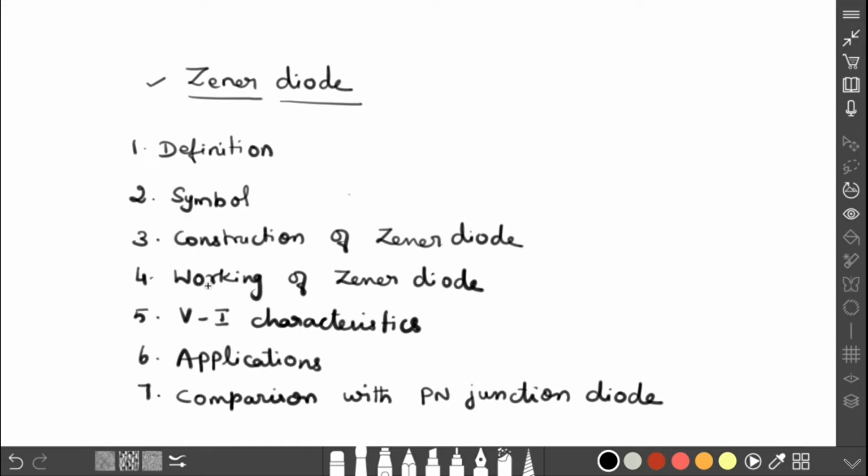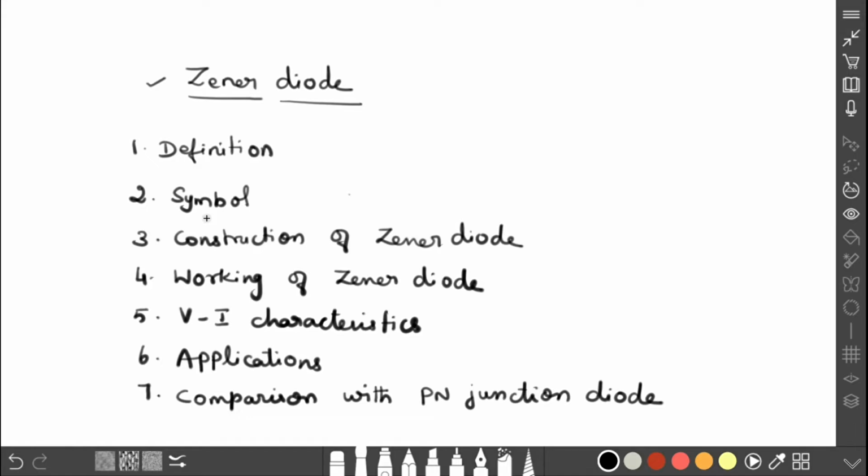VI characteristics of this diode, and where it is applied, its application part, and then we are going to compare it with the normal PN junction diode. So in this video, these are the things we are going to discuss one by one. So let us get into the video now.